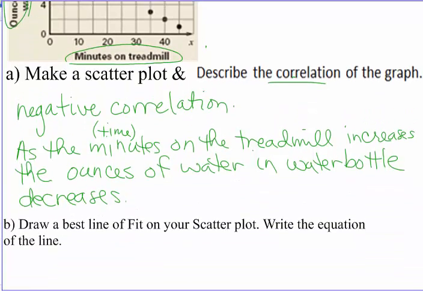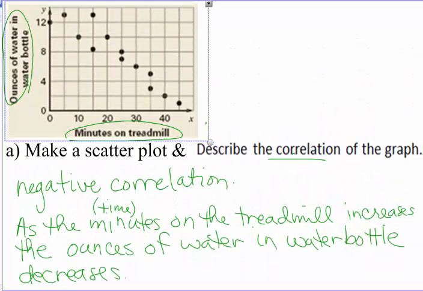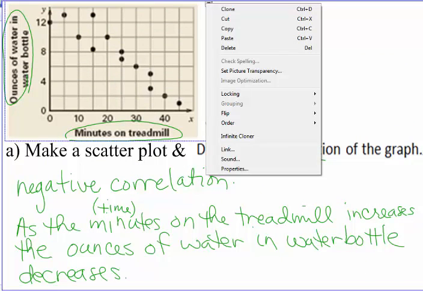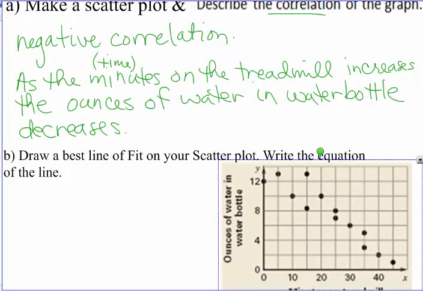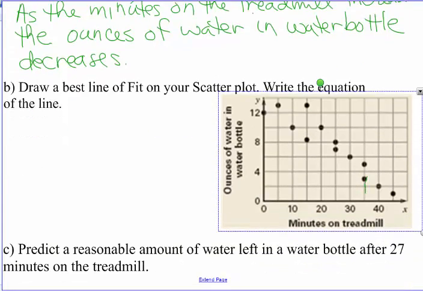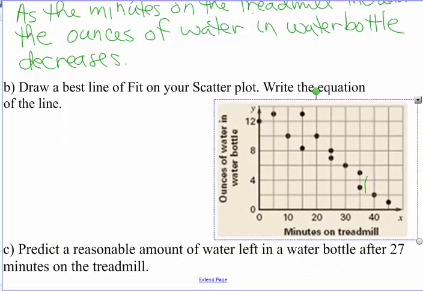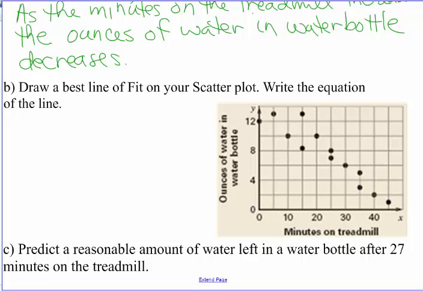All right, let me get a copy of this, so we can still see it when we do part B. So draw a best fit line on your scatter plot.